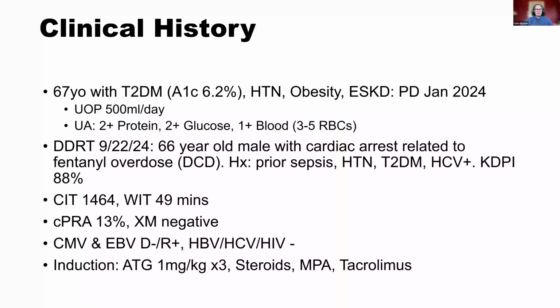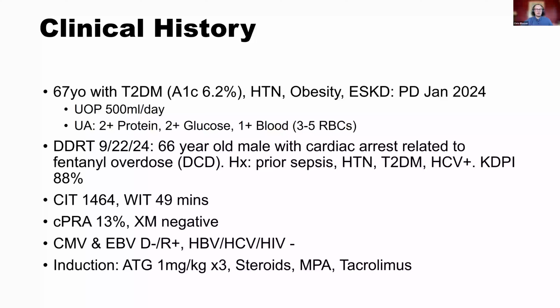He consented to receive a deceased donor after cardiac death from the 66-year-old male who had cardiac arrest associated with fentanyl overdose, which we're unfortunately seeing all too often now. Patient had previous sepsis, hypertension, type 2 diabetes, and was hepatitis C positive. That all resulted in a KDPI of 88%. The cold ischemia time on this kidney was about 24 hours, and warm ischemia time on the higher end at 49 minutes.